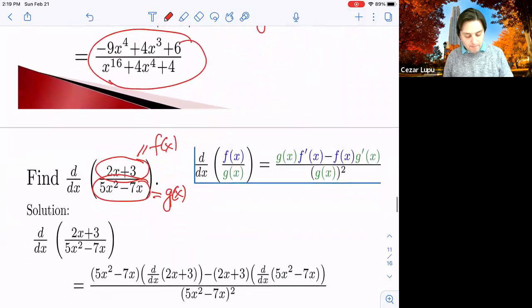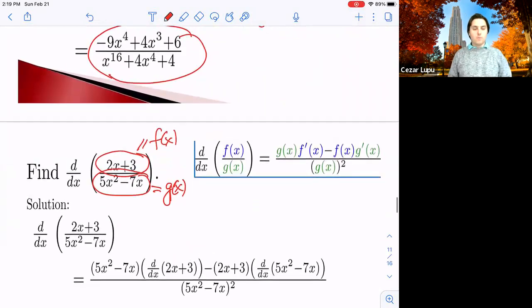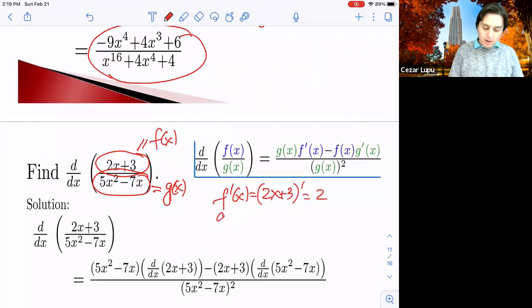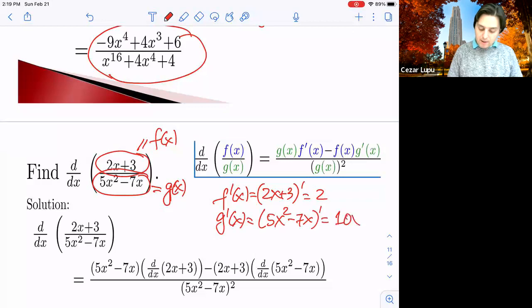So let's do that. Let's see, who is f prime of x? Let's keep in mind it will be 2x plus 3, everything prime, which is 2. And g prime of x, if we want to compute this, will be 5x squared minus 7x, everything prime, which will be 10x minus 7. Right? Okay.